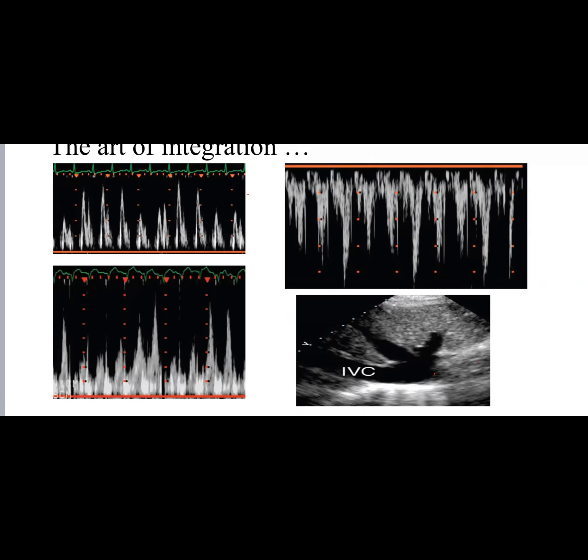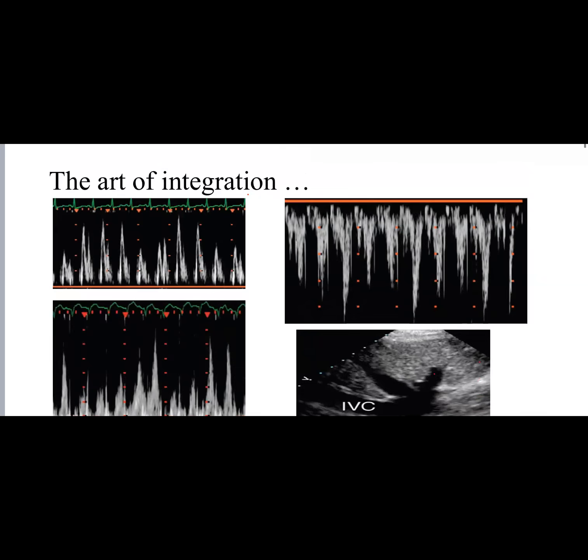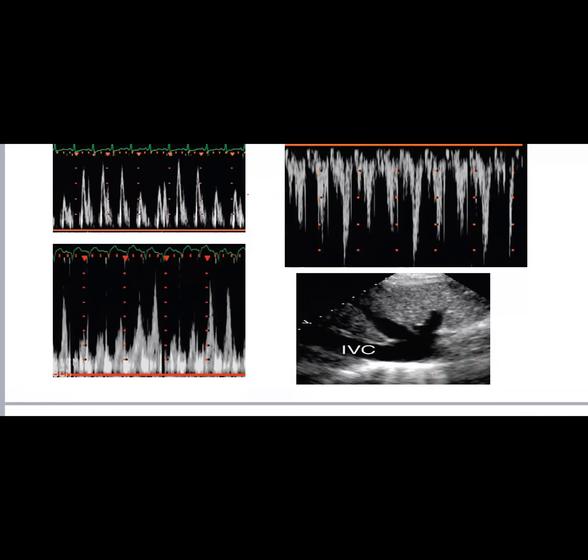Pericardial constriction. Why constriction? Because of respiratory variation in the tricuspid valve and in the mitral valve, and a plethoric IVC, right? But will constriction explain the LVOT? Could be cardiac tamponade. Oh, great.